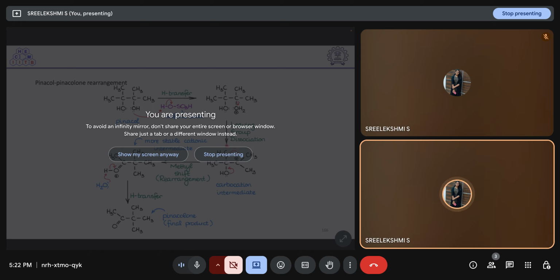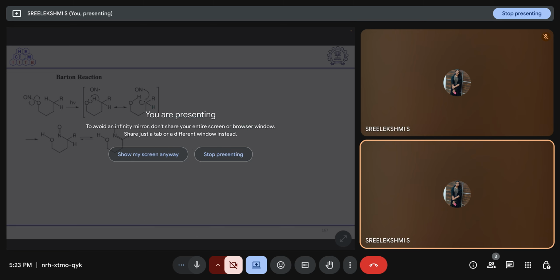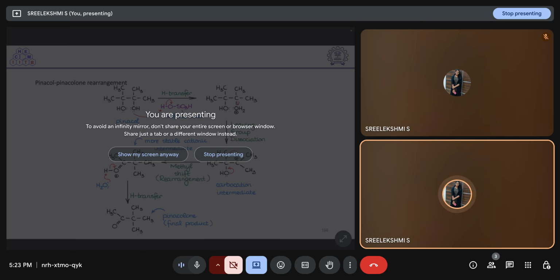Then one of the methyl group from the adjacent position will migrate to this carbocation, so that it will form a more stable carbocationic intermediate. Then proton transfer will take place to get the pinacolone. So this is pinacol, and this is known as pinacolone. I think we have also already discussed this pinacol pinacolone rearrangement in previous session.